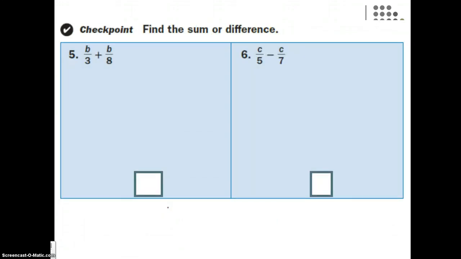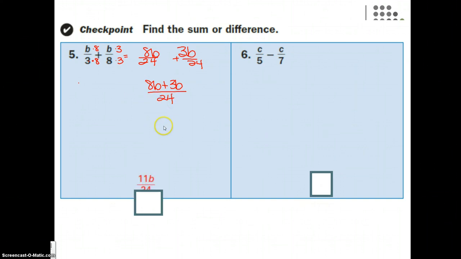Please solve problems 5 and 6 by simplifying the fractions. Find the LCD first. Well, 3 and 8, nothing divides by them, so just multiply them together, which is 24. 3 to 24 was times 8, so take 8 times b, which is 8b. 8 times 3 is 24, so multiply b by 3, which is 3b. And now you have 8b plus 3b over 24. You have 11b over 24.